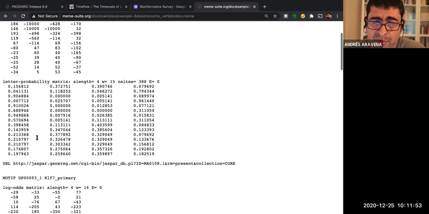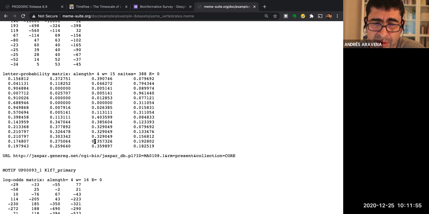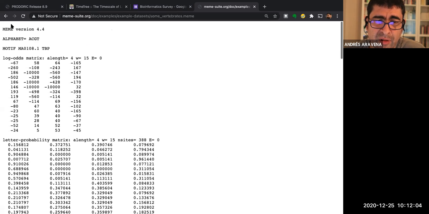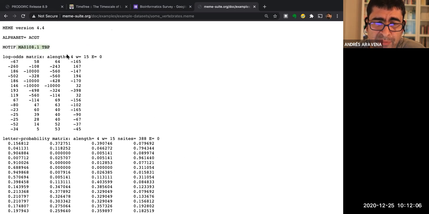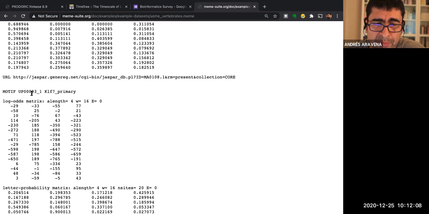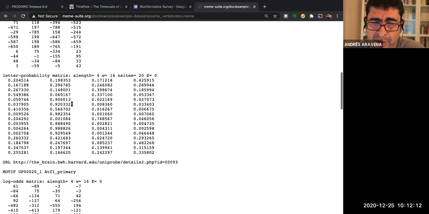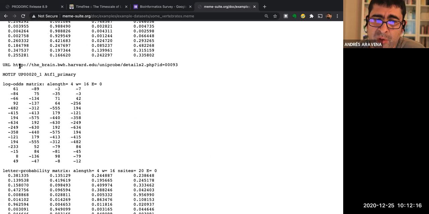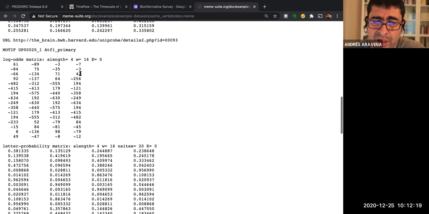Here you have the frequency. This is the total number of sequences that they used to make this matrix. And this is the name of the motif, you see. And then you have another one: name, the log odds and the frequency, and the URL where you can find the original. So it's looking like this.